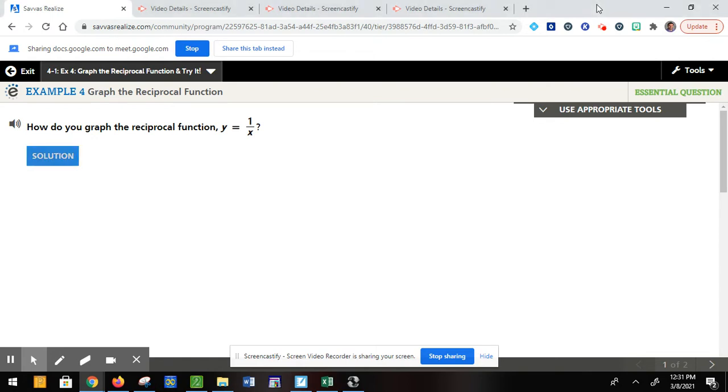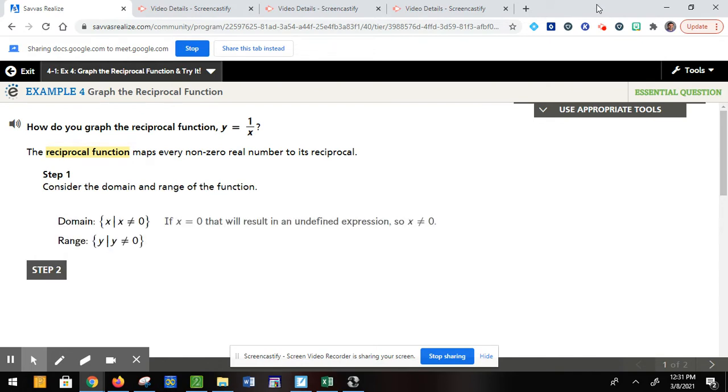And what is that going to look like as a graph? First thing, well, let's define reciprocal function. Maps every non-zero real number to its reciprocal. So the first thing we're going to do is consider the domain and the range. The domain, x can be anything but 0. And the reason why it can't be 0 is because 1 divided by 0 is undefined. Okay? That concurrently makes the range the same, because if x can't be 0, then y also cannot be 0.